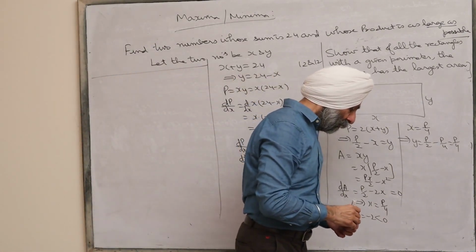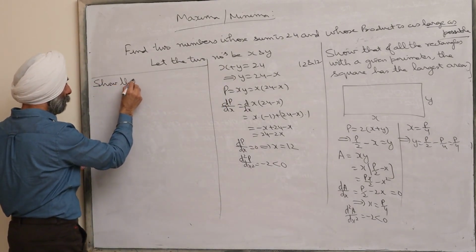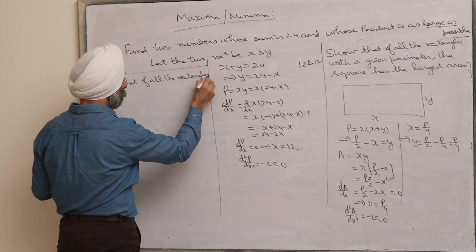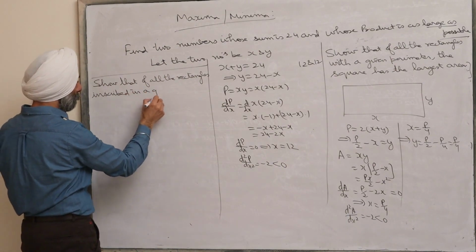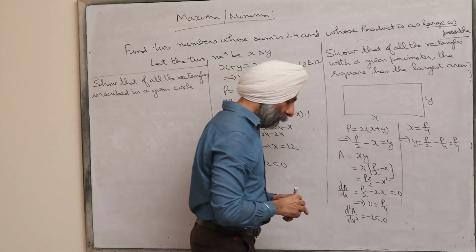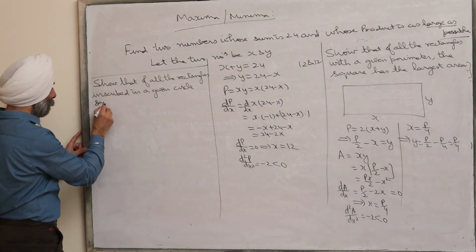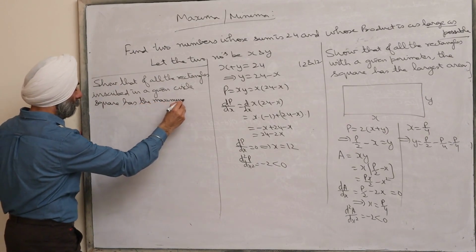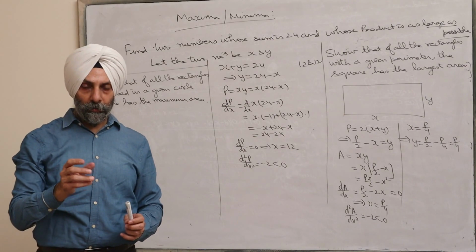Next is, show that of all the rectangles inscribed in a given circle, the square has the maximum area. Now, of all the rectangles inscribed in a given circle, what do you mean by this?